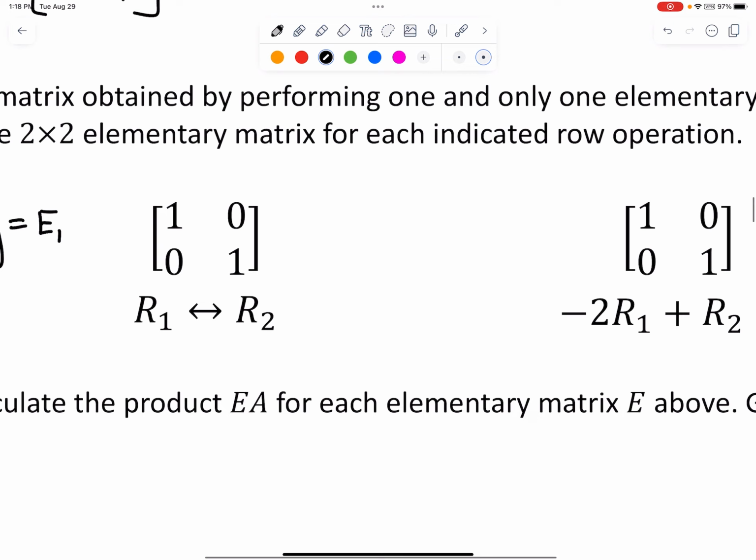Let's create a different elementary matrix. So you always go back to the identity. So in this case, we want to interchange rows 1 and 2. So this will lead to a new matrix. I'll use an arrow. That new matrix, the bottom row will be the first row, and the top row will now be the bottom row. And this is an elementary matrix. We'll call it E sub 2.